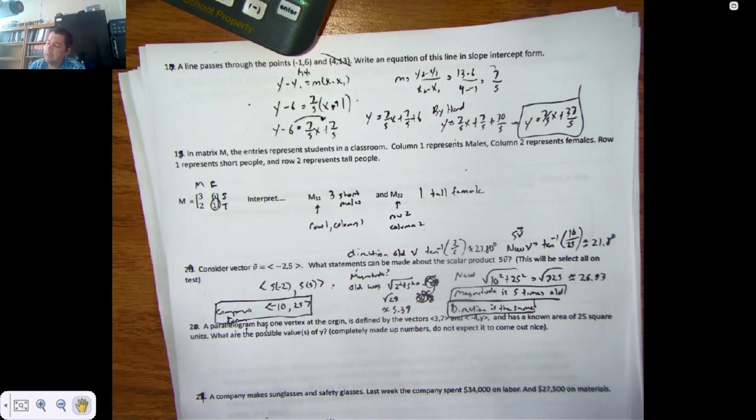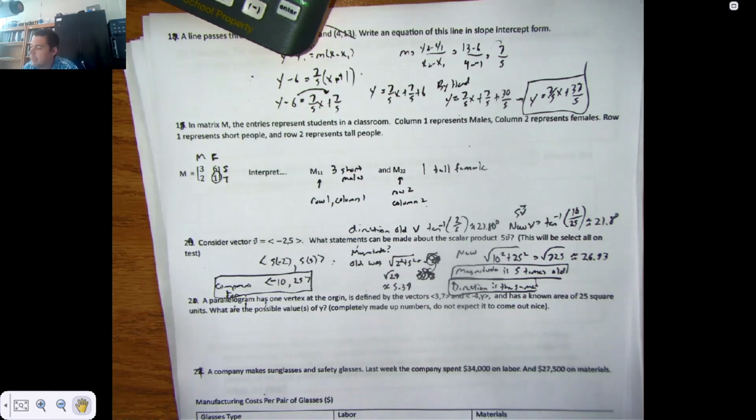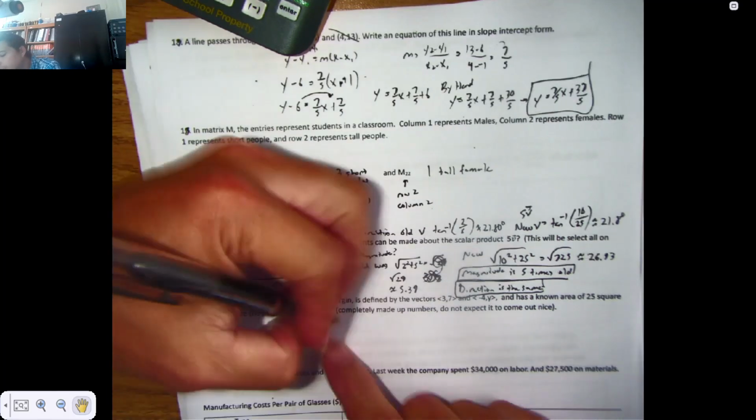Here we have a parallelogram. It has a vertex at the origin. It is identified by the vectors <3, 7> and <-4, y>. It has a known area of 25 square units. So what are the possible values of y?